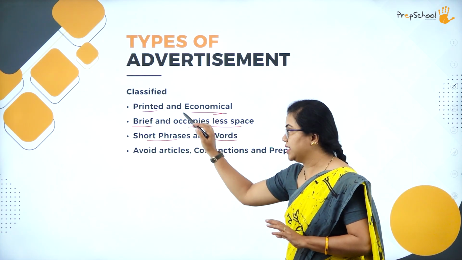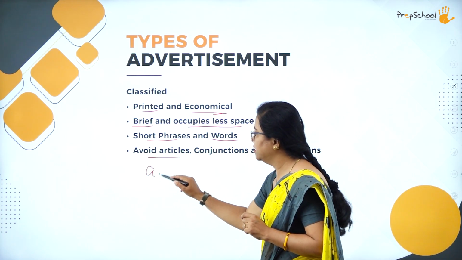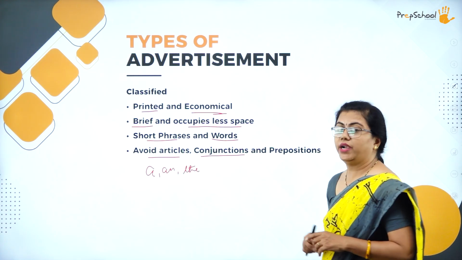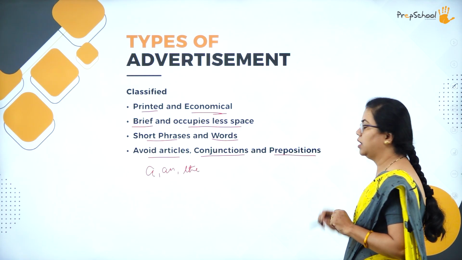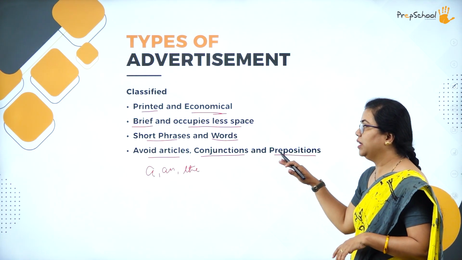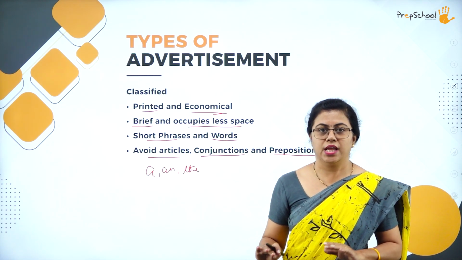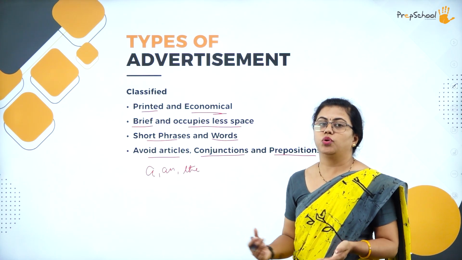Whenever you are writing this classified advertisement, you need to avoid articles, that is a, an and the. Okay, you avoid a, an and the. You also avoid conjunctions, that is the joining words, and then you also avoid prepositions. So it is not a hard and fast rule that you have to let go all these. It is not like that. If at all you can avoid using it, you can do it.